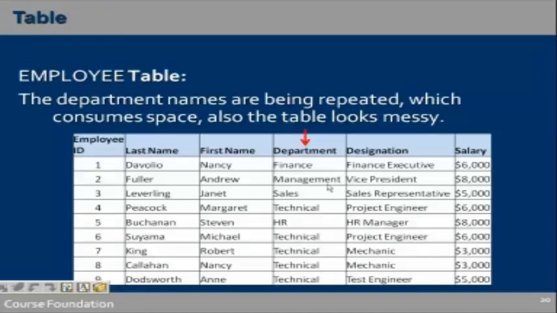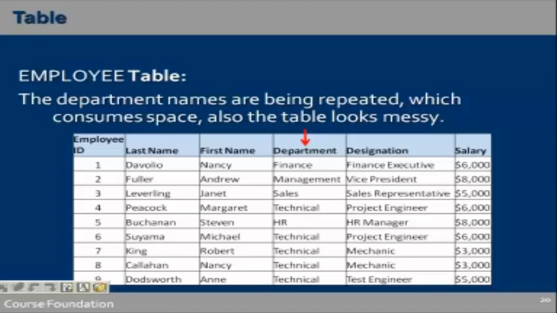Now let's observe this department table. Can you see here? We have a department table. Can you identify what could be the problem in this? Anything which you do not like over here? The department names are being repeated here, which takes up space and also makes your table look messy, right?